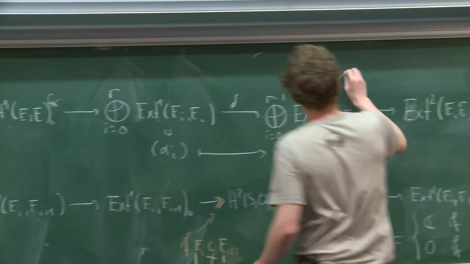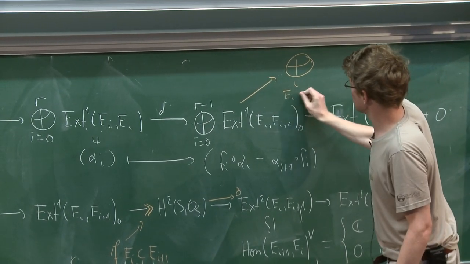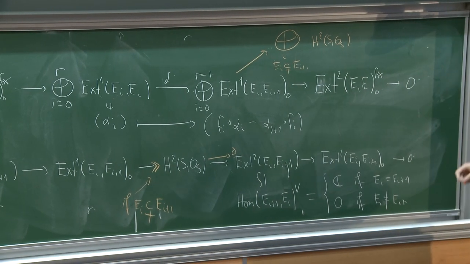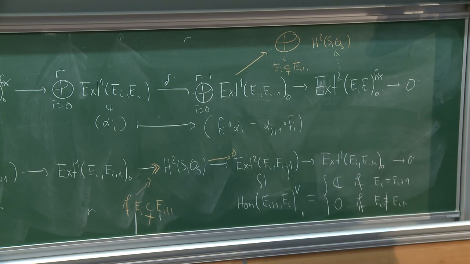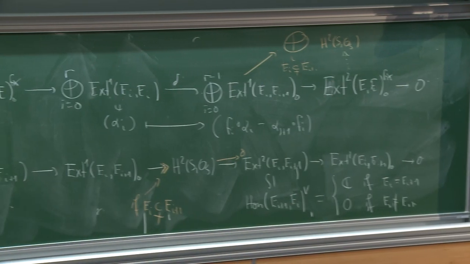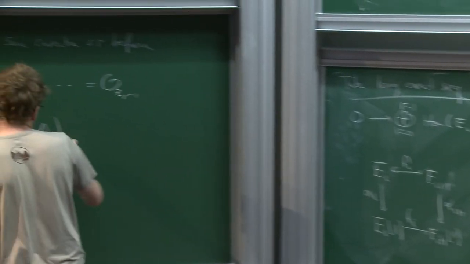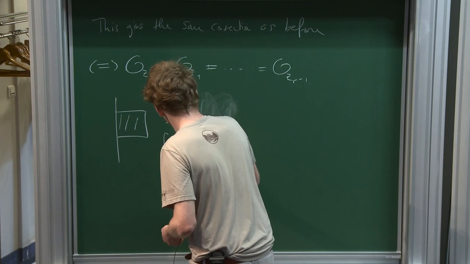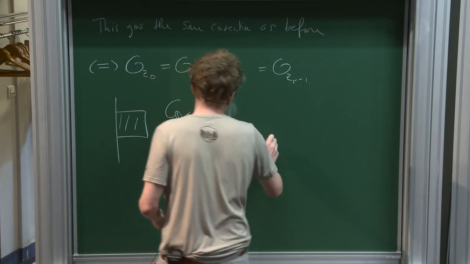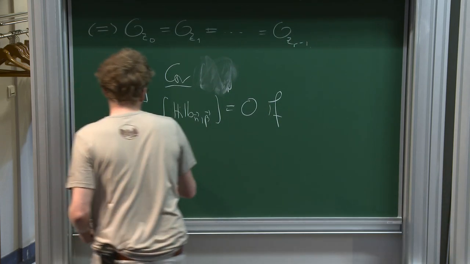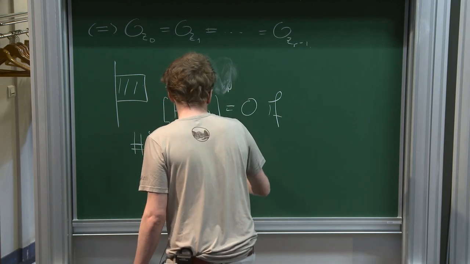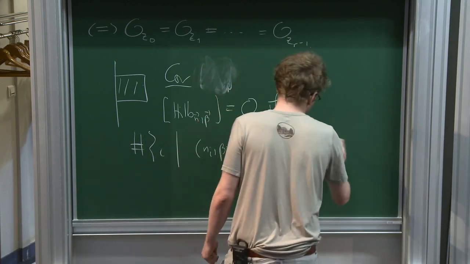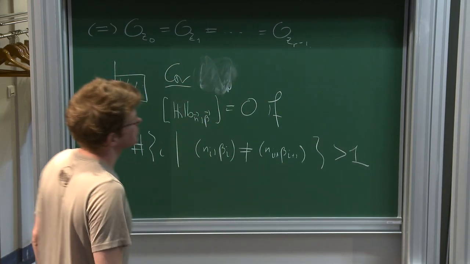And so then what you see is that you get a map here to basically a direct sum over all the i's where you're different, H2 of O_S. So this is a trivial summand. Then you show that this factors through it here. And then you win. Okay, so the upshot is that the corollary is that this guy here, n beta, is zero if the number of indices where these two things are different is bigger than one. Okay, so if there are more than two steps in this filtration, then you get a zero.